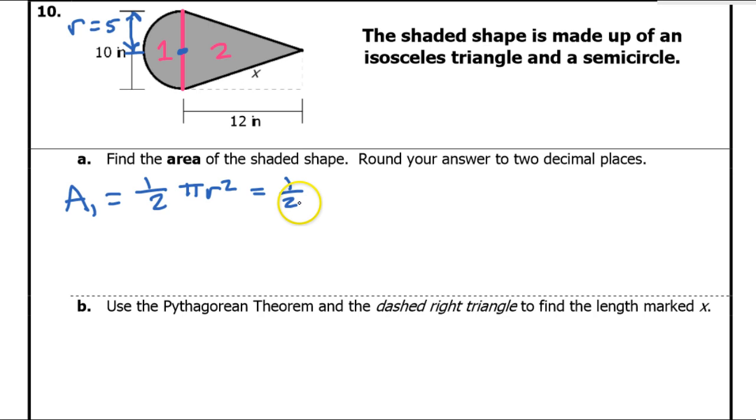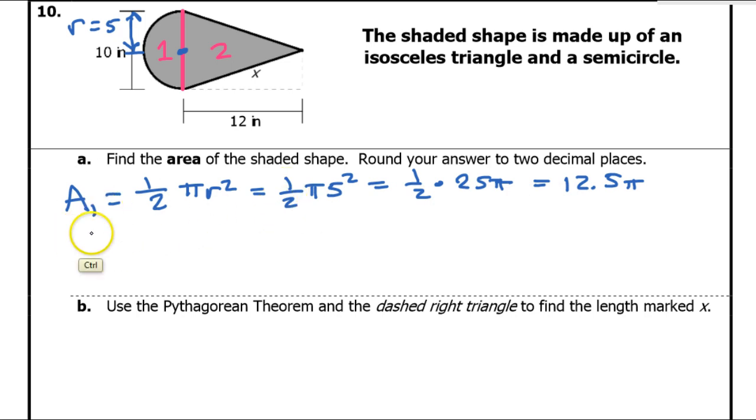So this is going to be 1/2 pi times 5 squared. In other words, 1/2 of 25 pi. Half of 25 is 12.5, so this would be 12.5 pi. That is the first area.